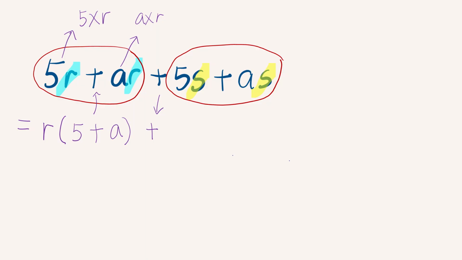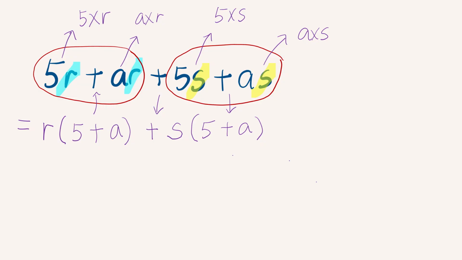Now let's look at the second group. Second group, the common factor is s. So we factorize the letter s, introduce a bracket. So 5s is equivalent to 5 times s. When I factorize s, I'm left with 5. Continue with my operation plus. as is the same as a times s. Factorize the s out, left with a.